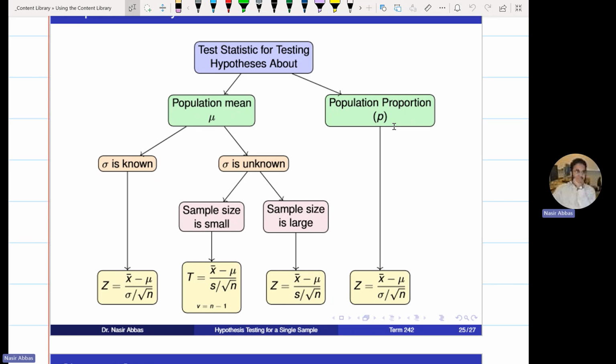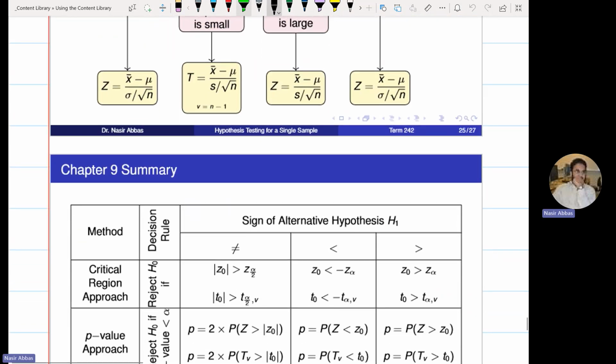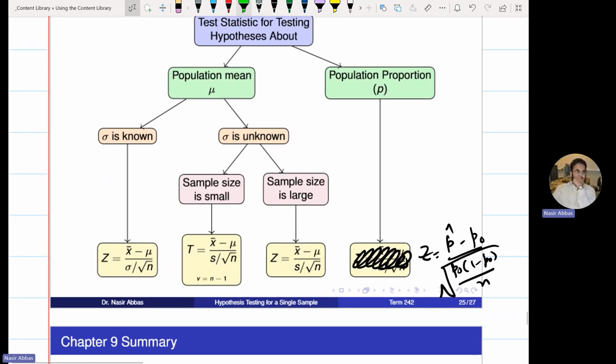If the question is about population proportion, simply you will use a, this is wrong, I will change, I think there is a problem in this one. You will use a z. That z is p hat minus p naught divided by p naught into 1 minus p naught over, let me change it here, and then I will revise it later. This is z equals p hat minus p naught over the square root of p naught into 1 minus p naught over n. You will simply use a z test.